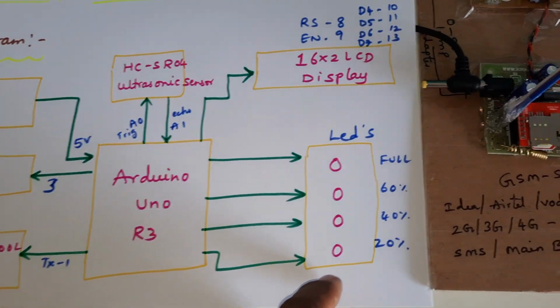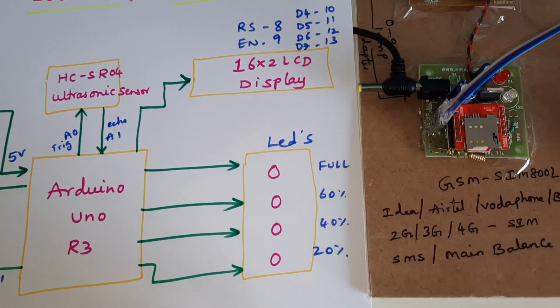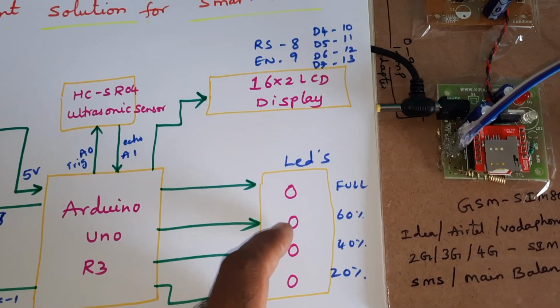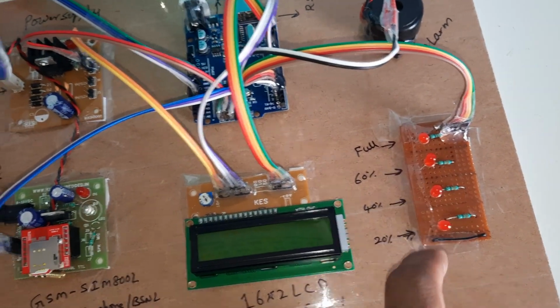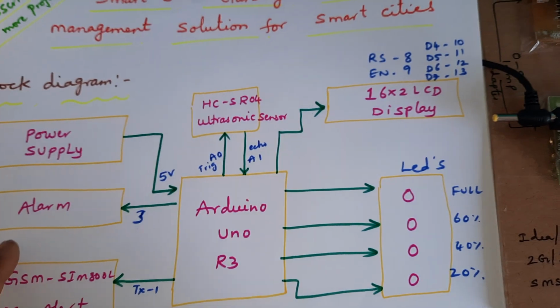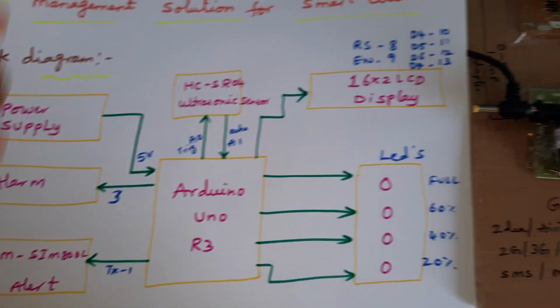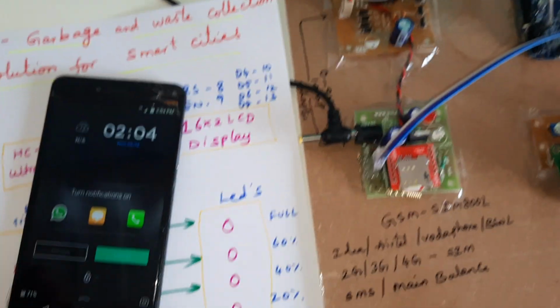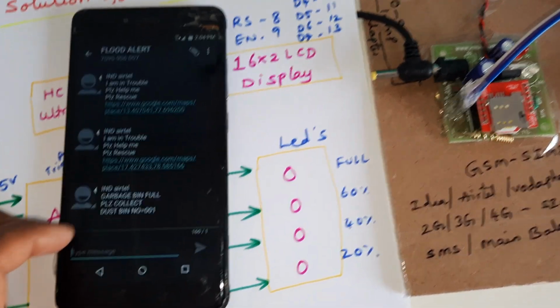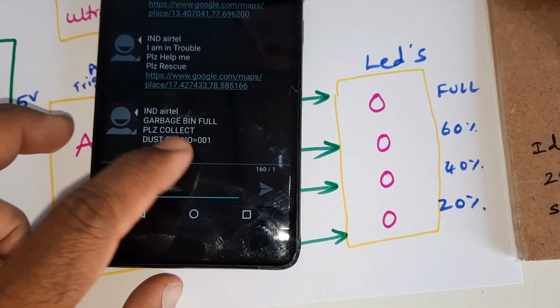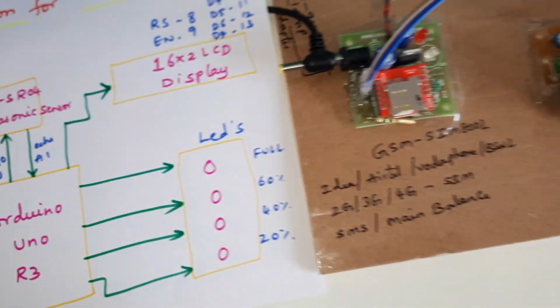The Arduino Uno with LEDs shows the level as 20%, 40%, 60%, and 80% means full. So there are LED indicators, one alarm, and a GSM SMS alert. We will get the SMS alert saying garbage full, please collect the dustbin. We will get the message alert like this.